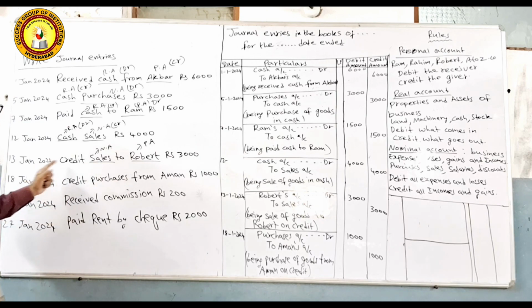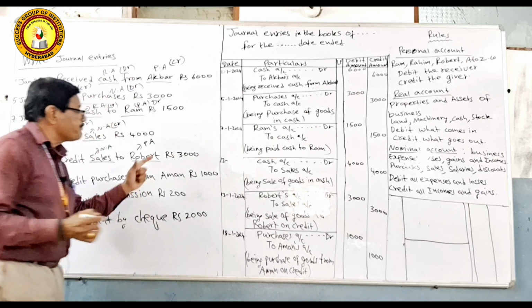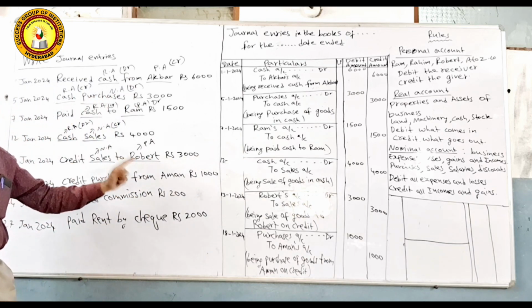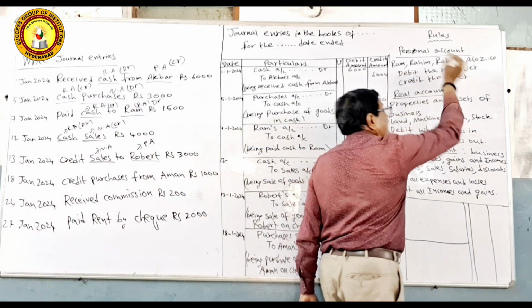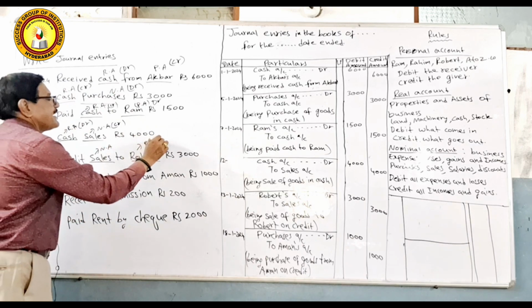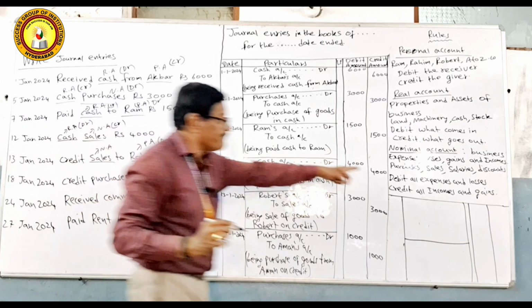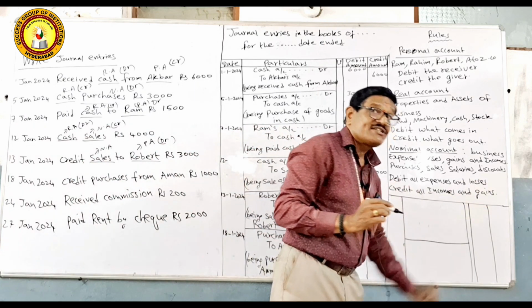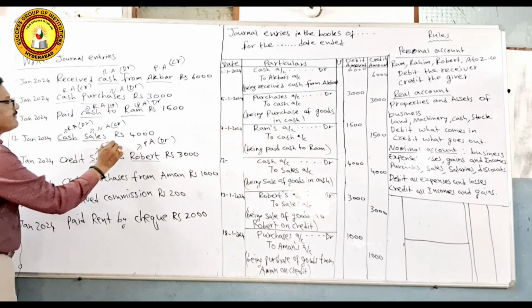Now, credit sales to Robert. When you are selling goods, who is getting benefited? Robert is getting benefited. So, debit the receiver or beneficiary. So, here we are debiting his account. And sales, for us, is an income. Credit all incomes and gains. So, sales is credited here.